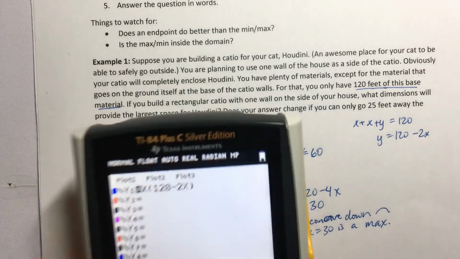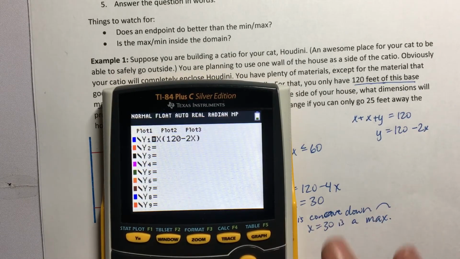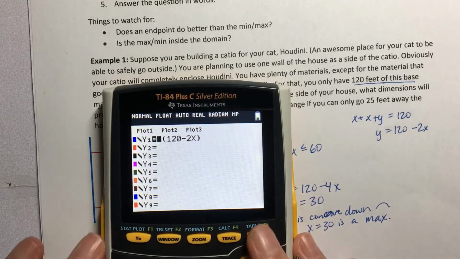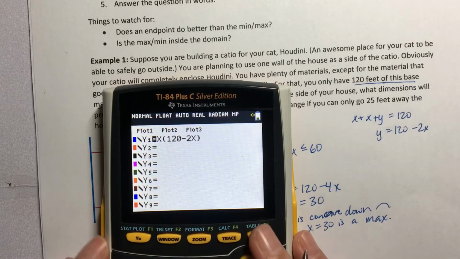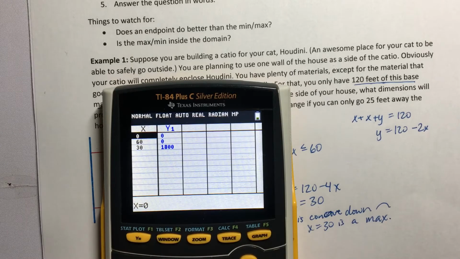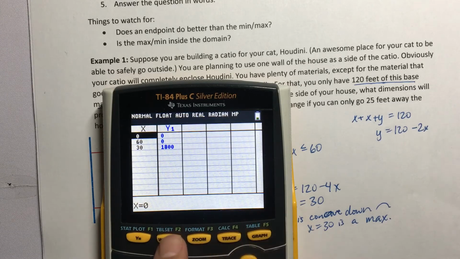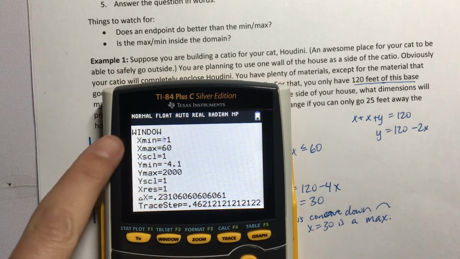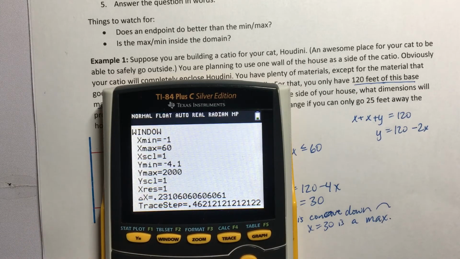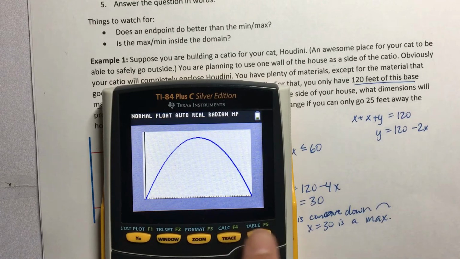So I have my equation in my y equals. Setting the window, this is actually where that domain's going to come in handy. If I look at my table and I put the 0 and the 60, I get 0 on both of those, and I just put halfway between, the 30, to get 1800. So to set my window, I can make my window go 0 to 60, or the negative one I think was already there. And my max, I went all the way to 2000, just so I can compare things.